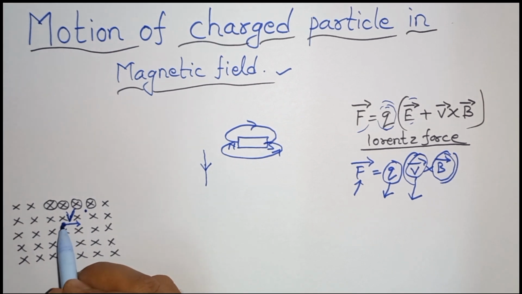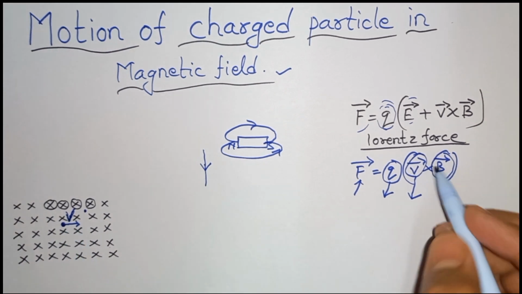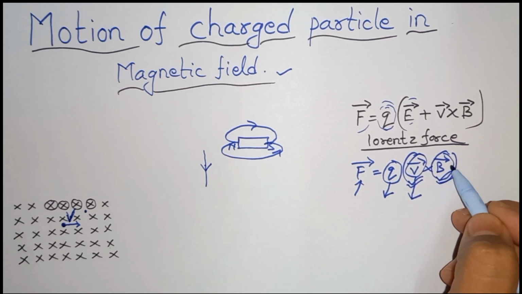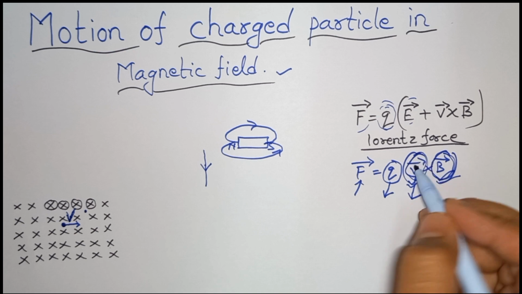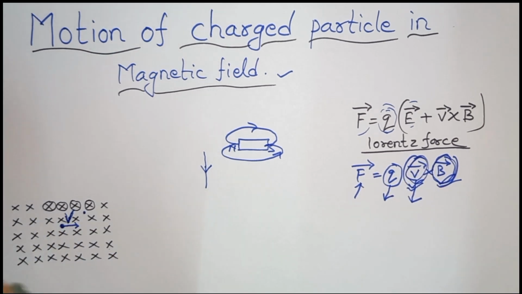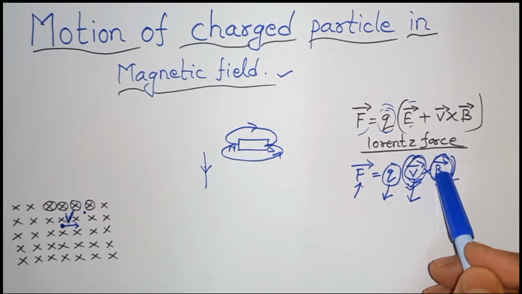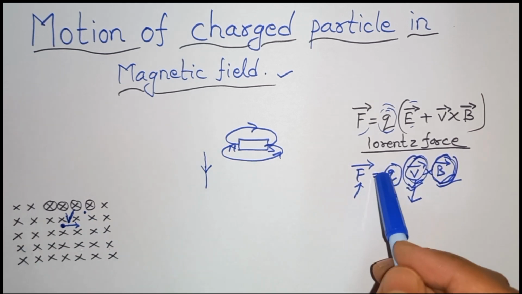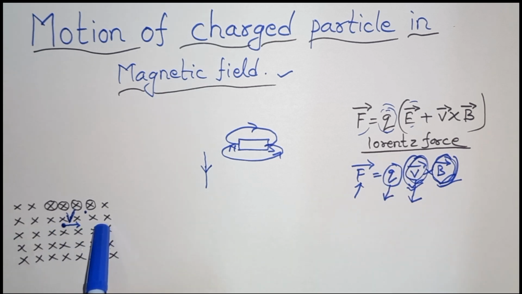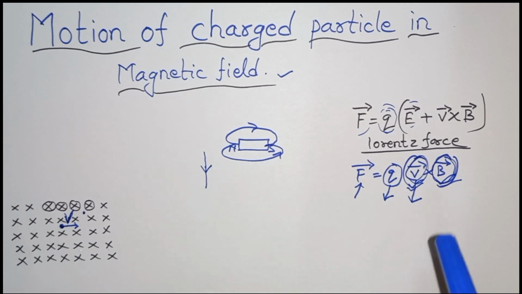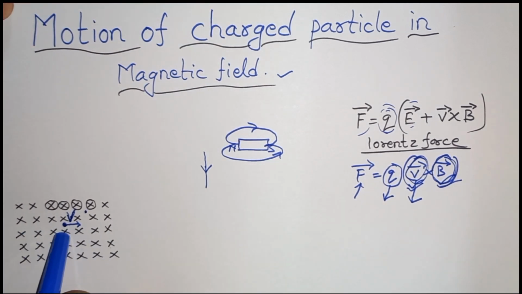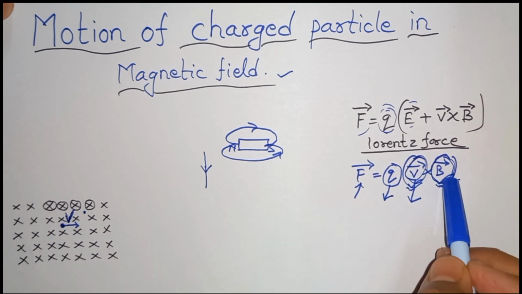Now let us consider the charged particle is moving with the velocity v, and the magnetic field is of value B. In which direction does the charged particle experience a force? We need to find out with the help of this cross product. Let us forget about the charged particle Q for now. There is one charged particle moving in this direction. The direction of the force experienced by this charged particle will be given by this formula v cross B.